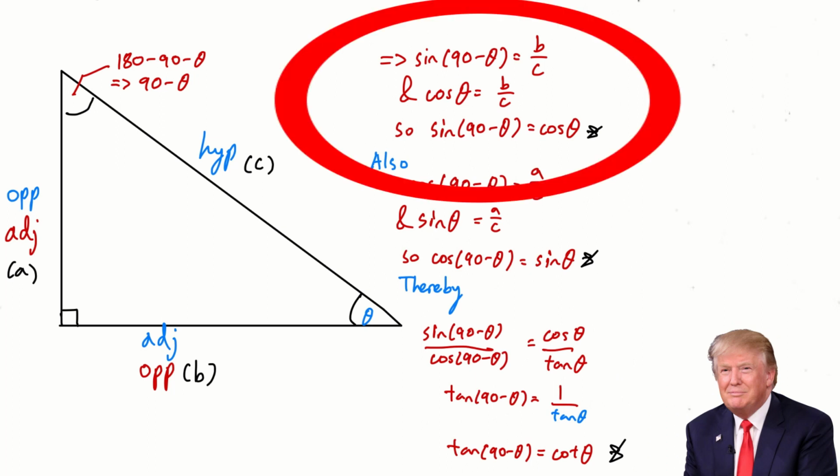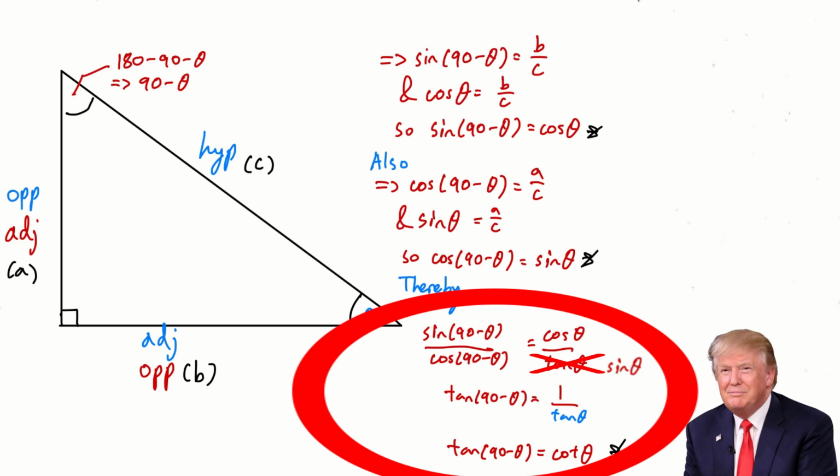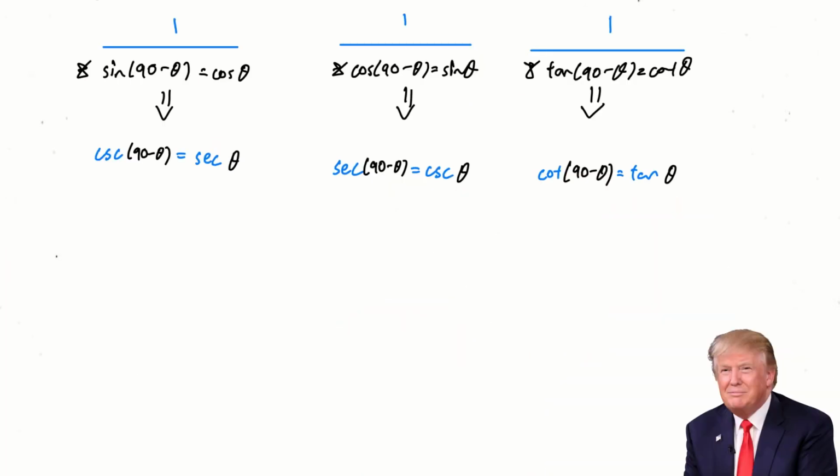Sine of 90 minus theta is equal to side B over side C, but we also know that cosine theta is equal to the same thing. So we can say that these two are equal. Same thing can be done for cosine. We get cosine of 90 minus theta is equal to sine theta. Then dividing sine and cosine together, we get an expression for tan. Tan of 90 minus theta is equal to 1 over tan theta. Then we can also work out the identity for its reciprocal by simply dividing 1 by all of the identities we obtained.